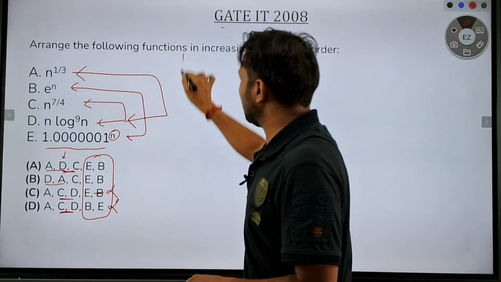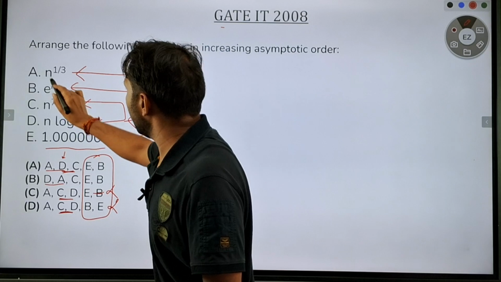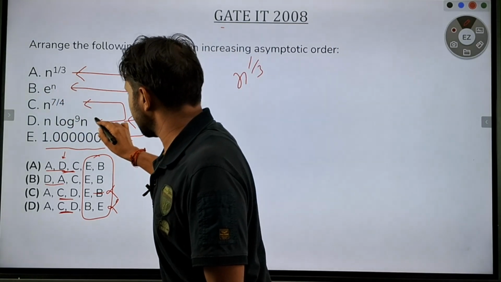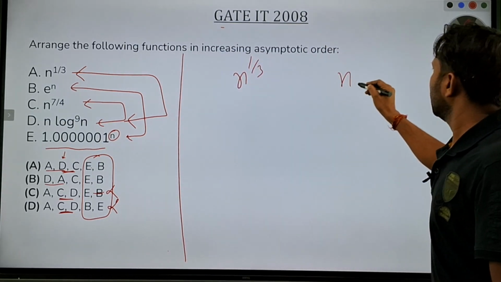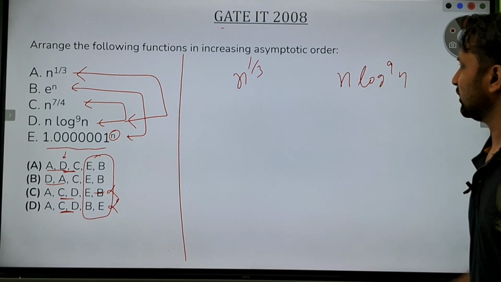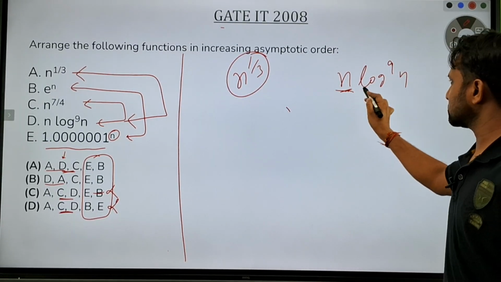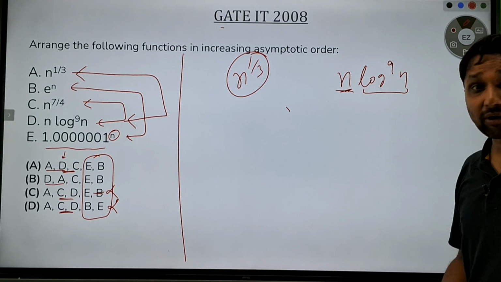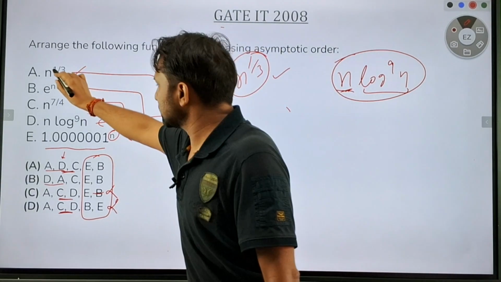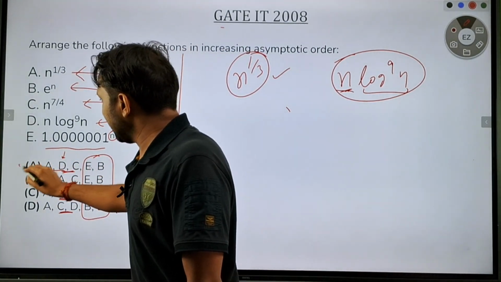Okay, we can solve any PYQ with it. Fine, I am comparing A and D now. A is n power 1 by 3 and D is n into log power 9n. Here you can see directly that n power 1 by 3 is even smaller than n. Still, this is multiplied by log n power 9, so definitely this is smaller and this is greater. So A is smaller, A should come first. Out of these two, A is the right option.